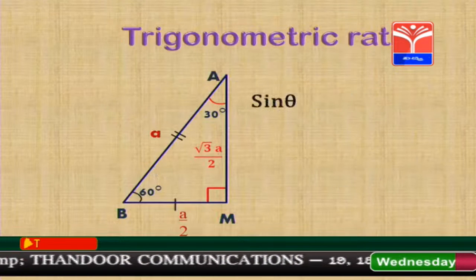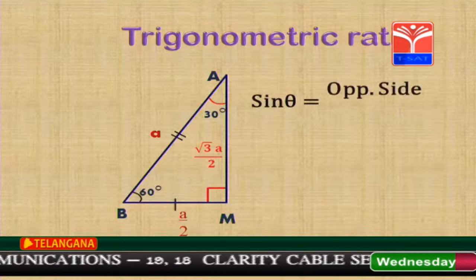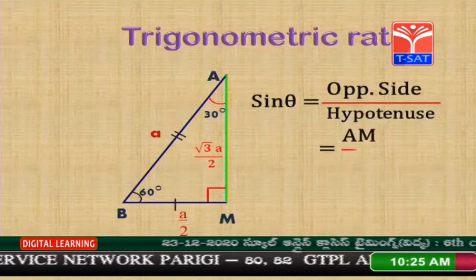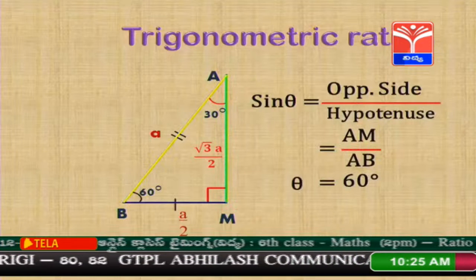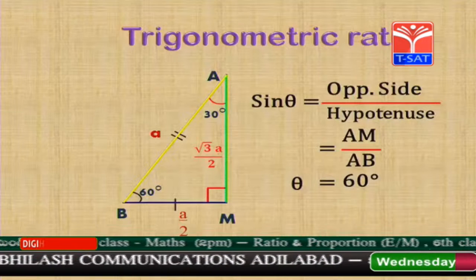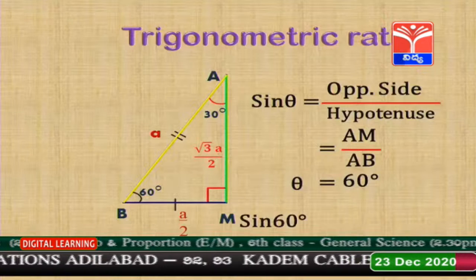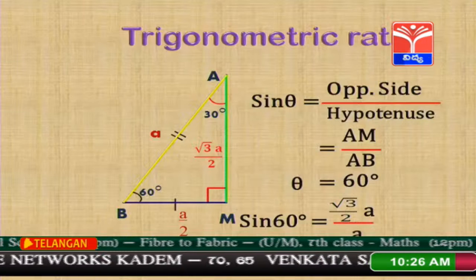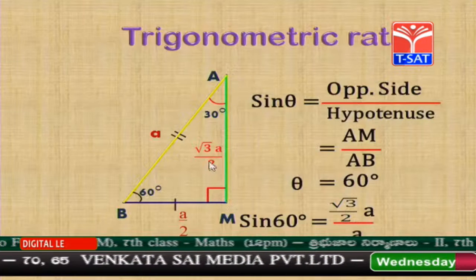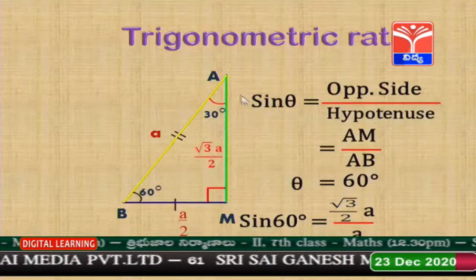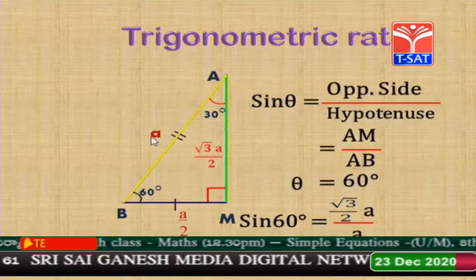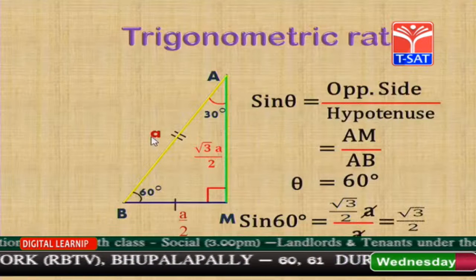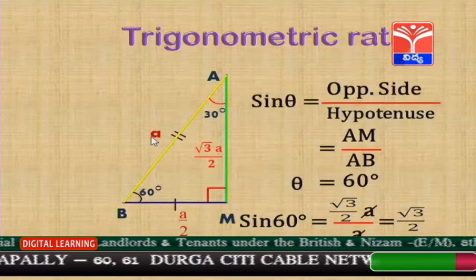Now, sin theta as per the condition, here I can say it is opposite side by hypotenuse. So, which is equal to how much here? AM by AB. Here what is the theta? It is 60 degrees. What is the angle here? It is equal to 60 degrees. Therefore, sin 60 degrees is equal to root 3 by 2 A by A, where AM is equal to root 3 by 2 A, and where the hypotenuse AB is equal to A. So, if I cancel A in the numerator and in the denominator, I will be getting the value as root 3 by 2. Sin 60 degrees is equal to root 3 by 2.